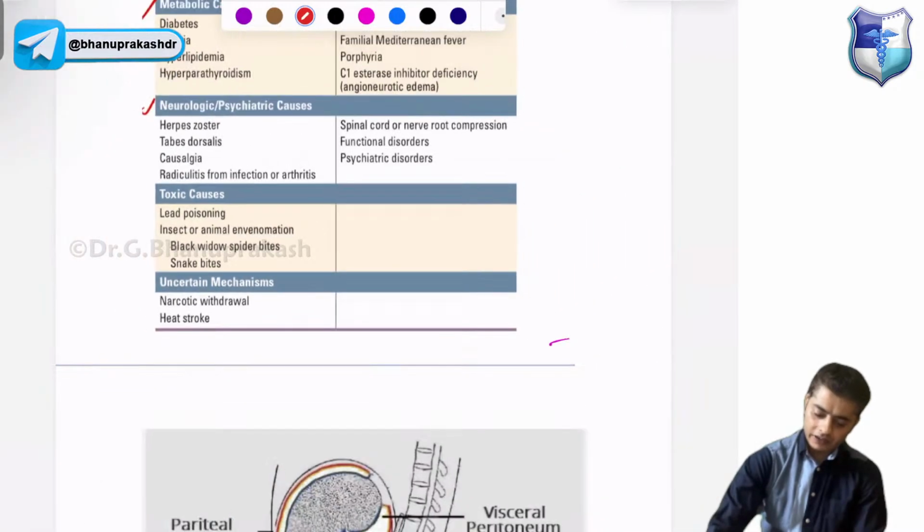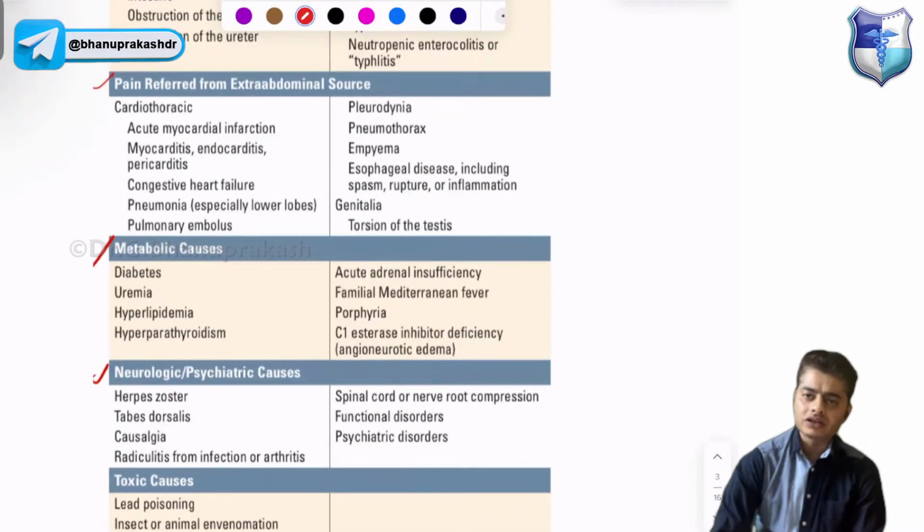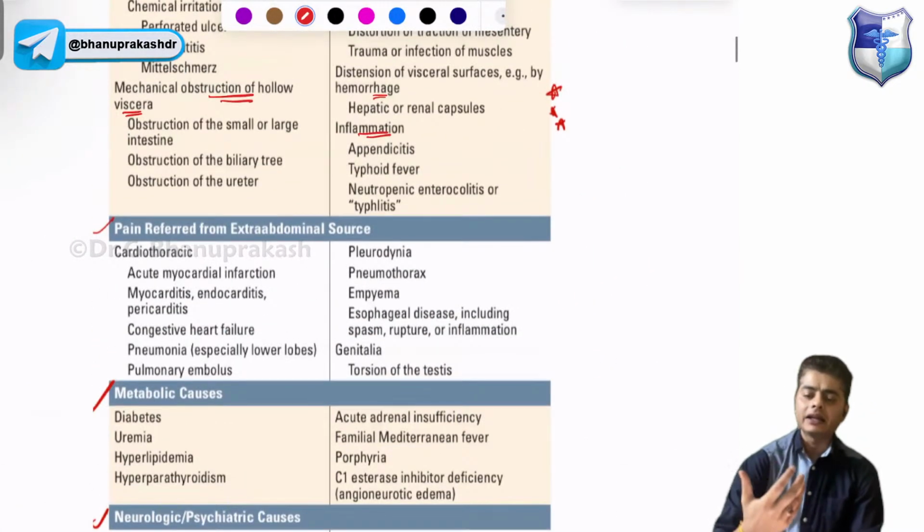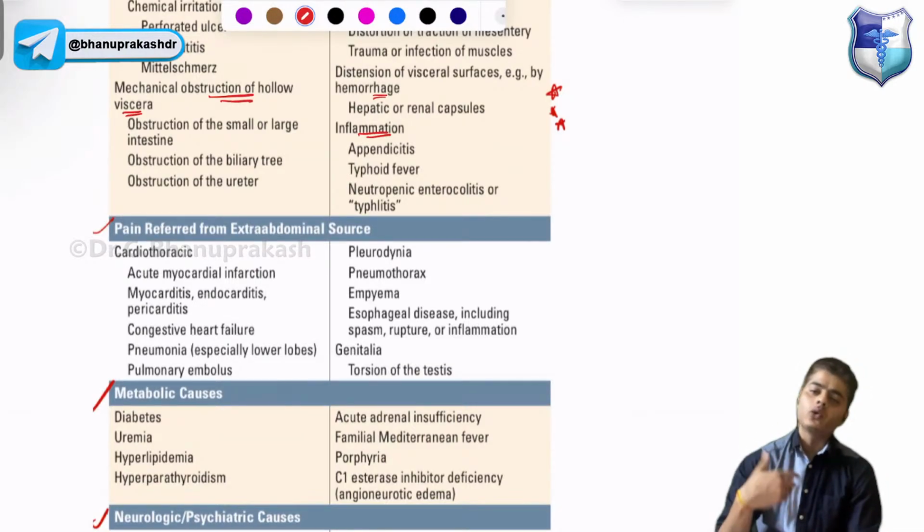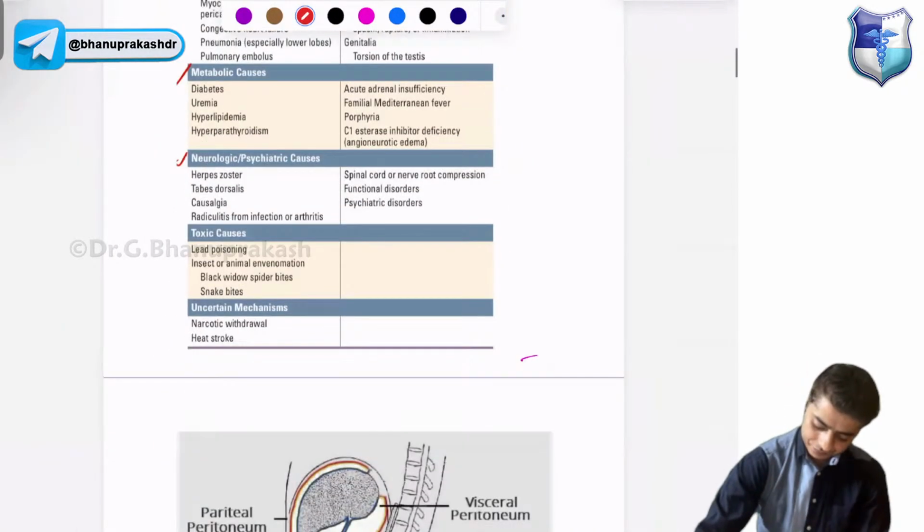So we will take each cause one by one, and we get to know their pathophysiology: how this pain is related, why this pain is localized, why this pain is diffuse, and why there is colicky type of pain. So we'll take all these into consideration.